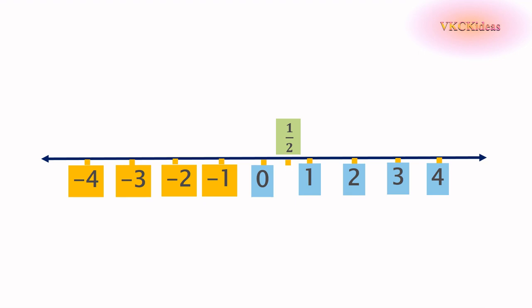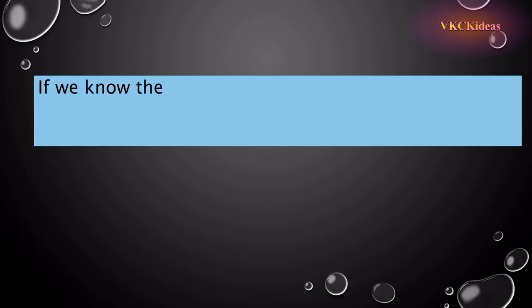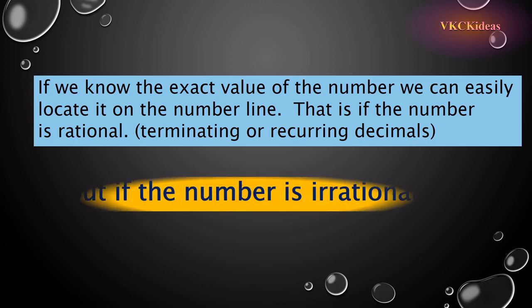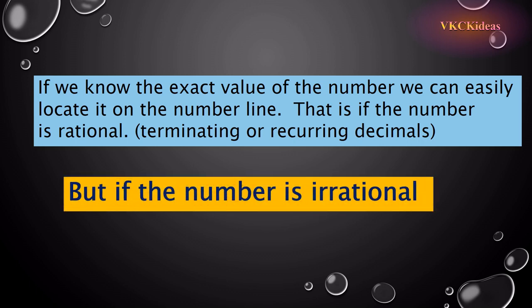Hope you understood. Between 0 and 1 we have rational numbers like this, in p by q form, and we have infinite numbers there. If you know the exact value of the number, we can easily locate it on the number line, if the number is rational, terminating or recurring. But if the number is irrational, what to do? It is neither terminating nor recurring. There is no end for that number. But how to locate it on the number line? We have a technique. Let us follow that.